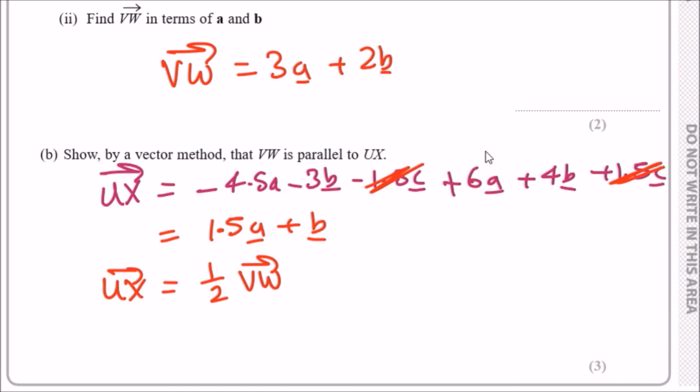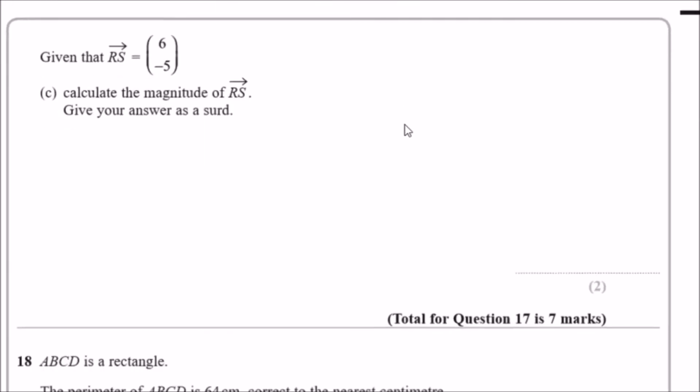So remember, this is just the size of the vector. So if VW was like this, UX is half the size like that, in the same direction. And that's it, guys. Moving on. Oh, it's not done yet.